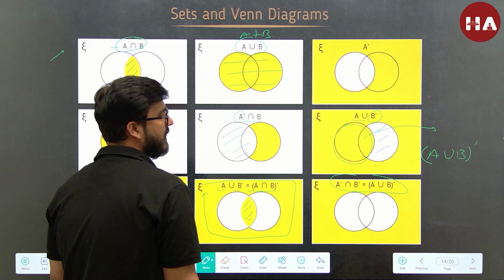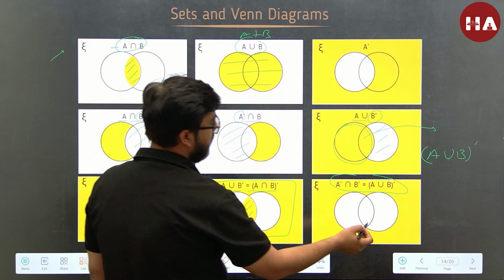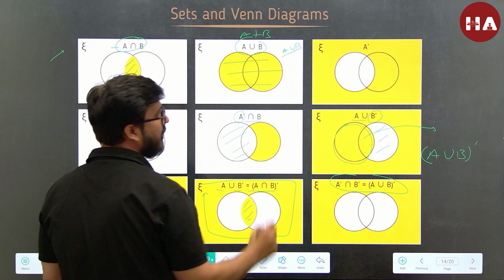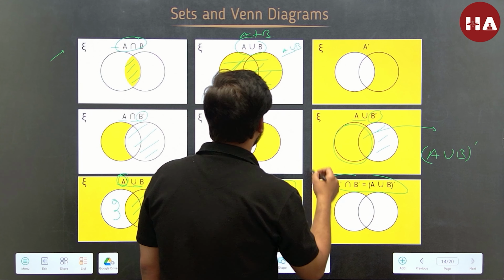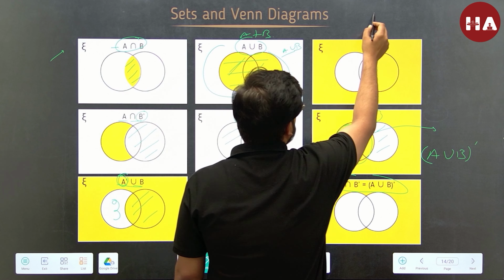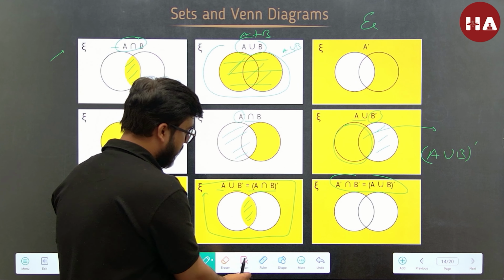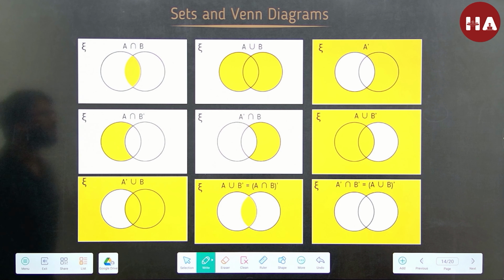So whatever things are coming under this is similar to what? A union B complement. So you can see here that A union B, this whole region is shaded out, and A union B complement will be what? This whole outer region that will be considered as the universal set. You can note these questions down or pause this video. Okay, then we'll proceed further.